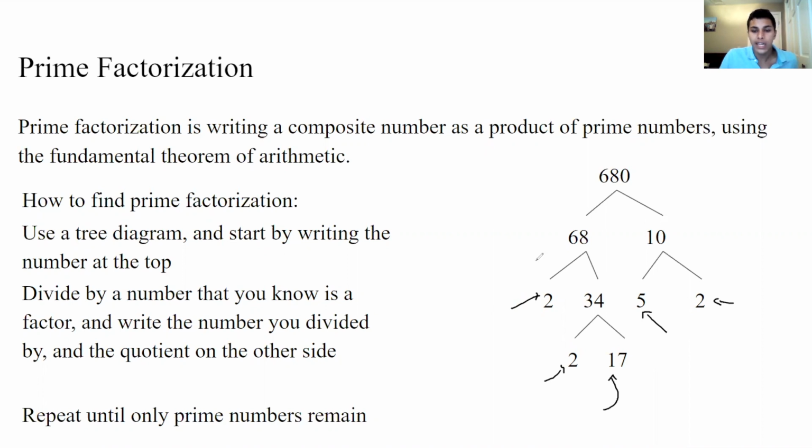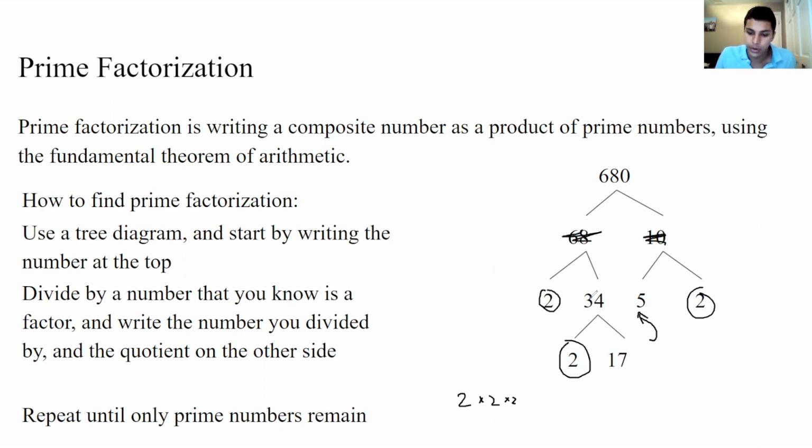And so this is how we find the prime factorization. All you have to do now is count. At the bottom of our tree, count how many of each prime number we have. Well, we have 3 2s: 1, 2, 3. So we can start by writing 680 is 2 times 2 times 2. Then we have a 5, and only numbers at the bottom of your tree count, so we're not going to include the 10, the 68, or the 34. So we multiply by 5, and we have a 17 at the bottom, and that's also a prime number. So we write the 17.